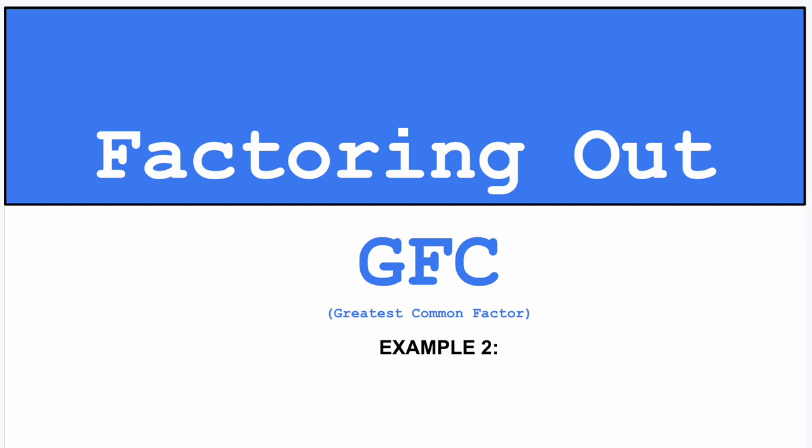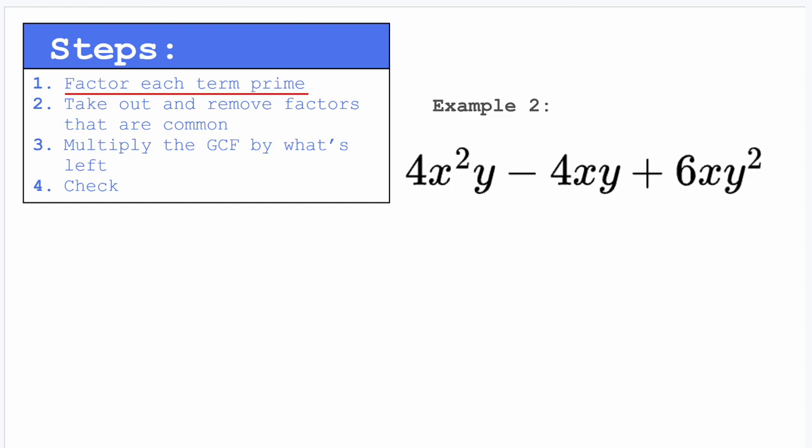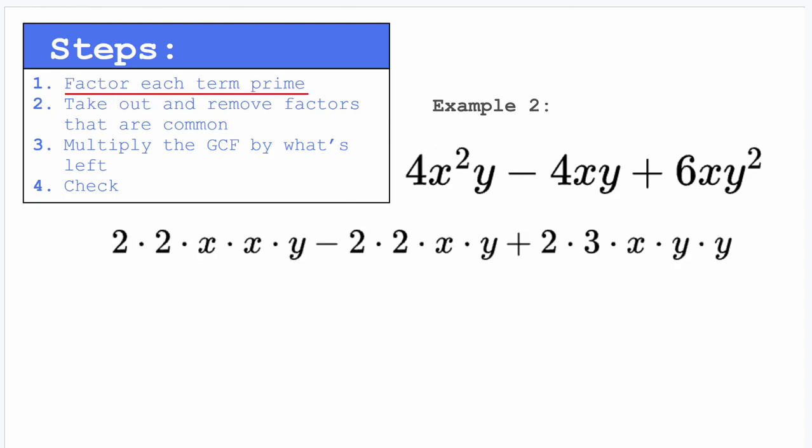Let's do another example, factoring out the greatest common factor, example 2. In this example, we are going to factor out the greatest common factor from 4x squared y minus 4xy plus 6xy squared. To do that, we are going to factor each term prime. Let's do that first. We've done this in previous videos, so I'm not going to go over how to do this, but notice that each of my terms has been factored prime.